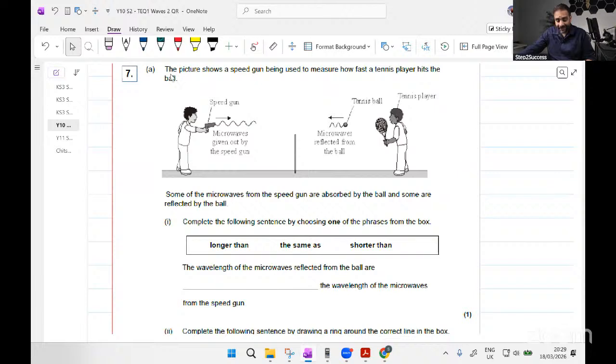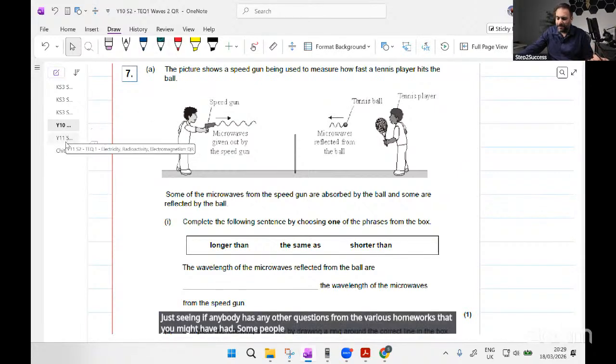Just seeing if anybody has any other questions from the various homeworks that you might have had. Some people have still been doing chemistry at the weekend, so if you do, then let me know.